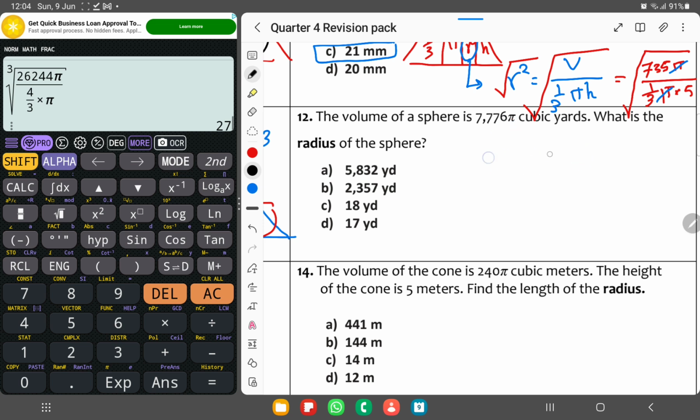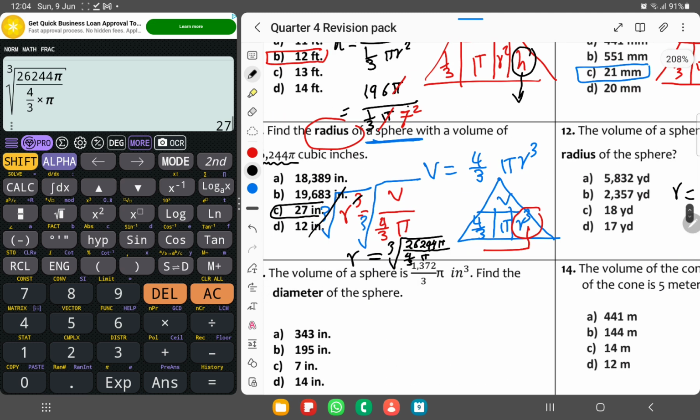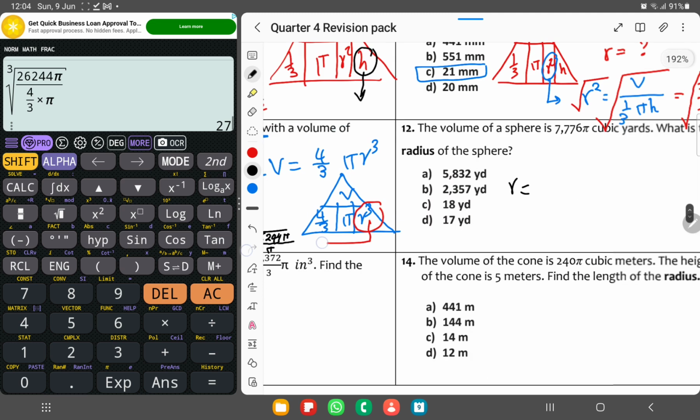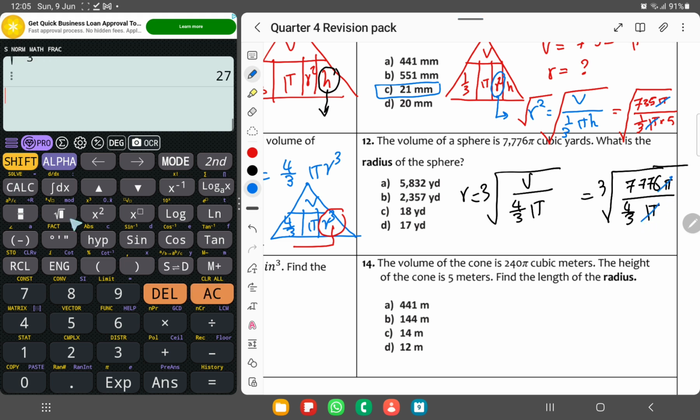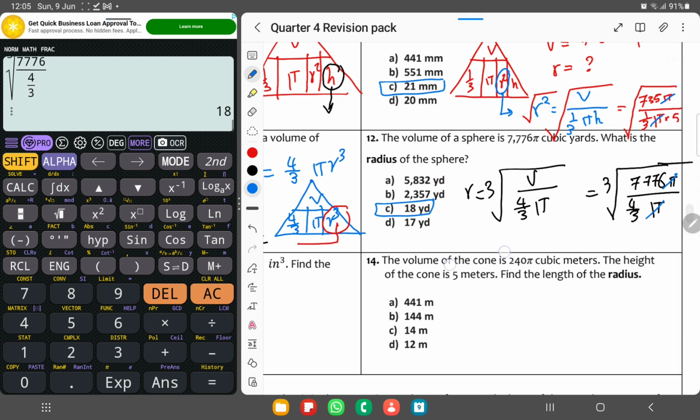Same rule. The radius is equal to the cubic root of the volume over 4 over 3 pi. So this is equal to the cubic root, what is the volume? 776 pi. 776 pi over 4 over 3 pi. The pi will cross together, and now I have the cubic root of 776 over 4 over 3. So this is equal to 18 yards.